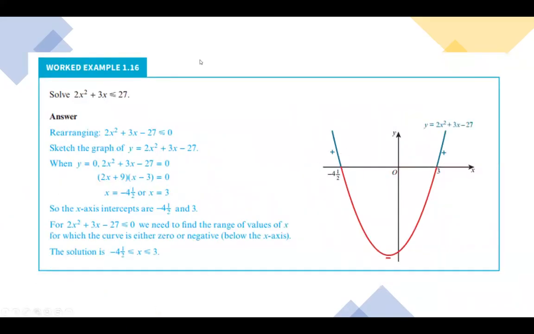Now in the second case, solve 2x square plus 3x is less than or equal to 27. So first, this 27 must be shifted to this side. 2x square plus 3x minus 27 is less than or equal to 0.